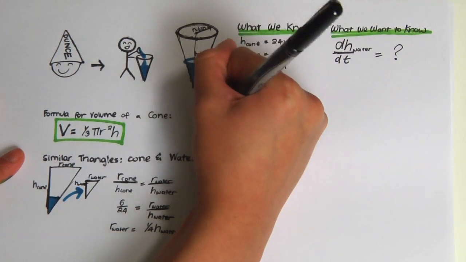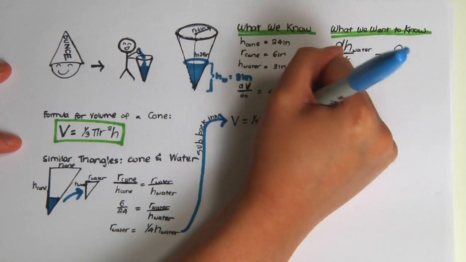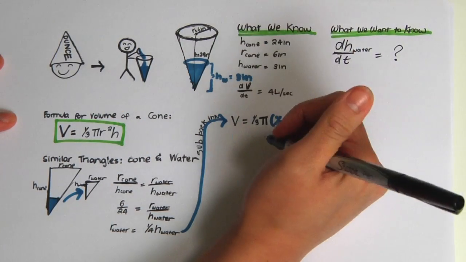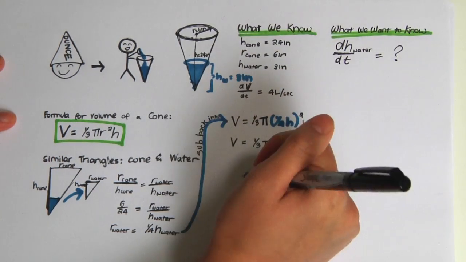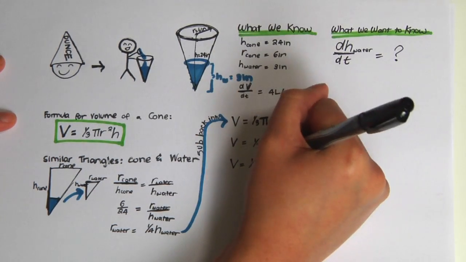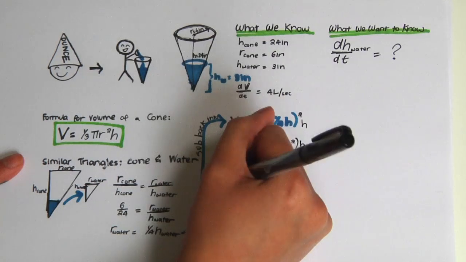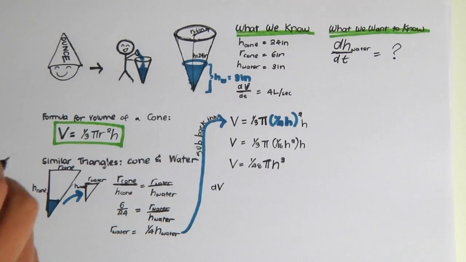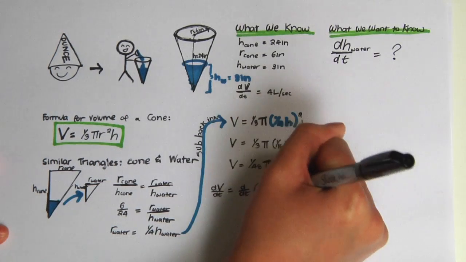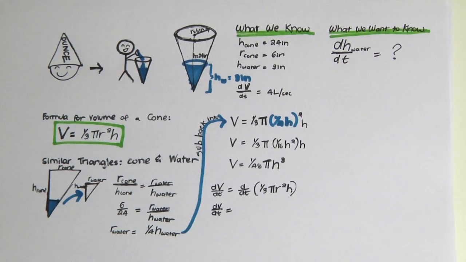so that we get V equals 1/3 pi (1/4 h) squared times h. Now we simplify the expression by squaring 1/4 h and multiplying it by the other h and 1/3. This gives us our equation of V equals 1/48 pi h cubed. Now we need to differentiate this equation because we're trying to find dh/dt. Using the power rule, we get dV/dt equals 3/48 pi h squared dh/dt. The fraction 3/48 simplifies to 1/16 pi h squared dh/dt.